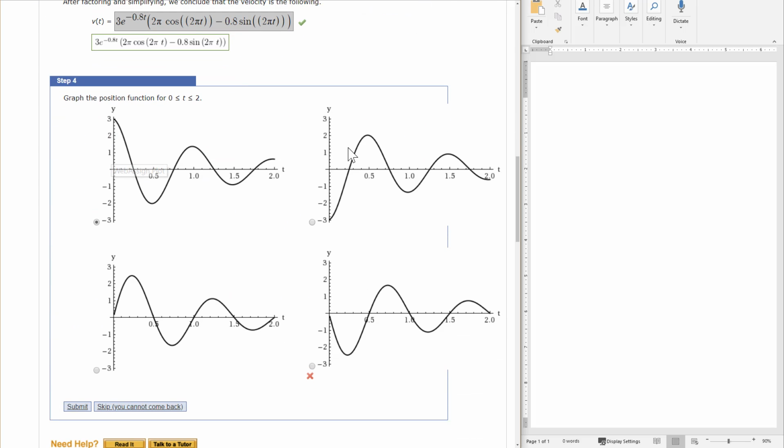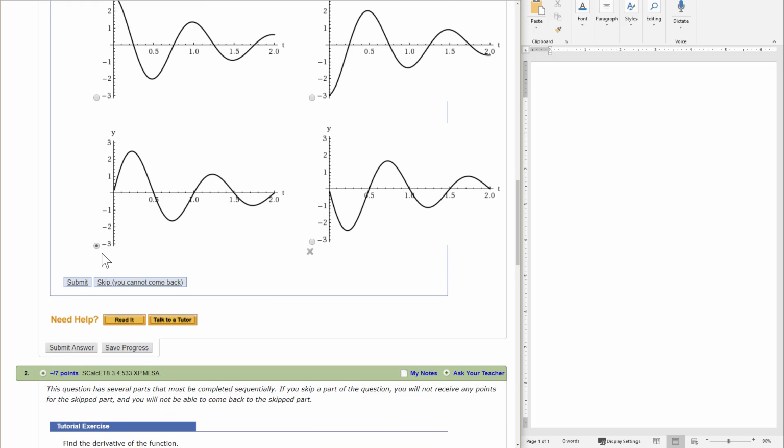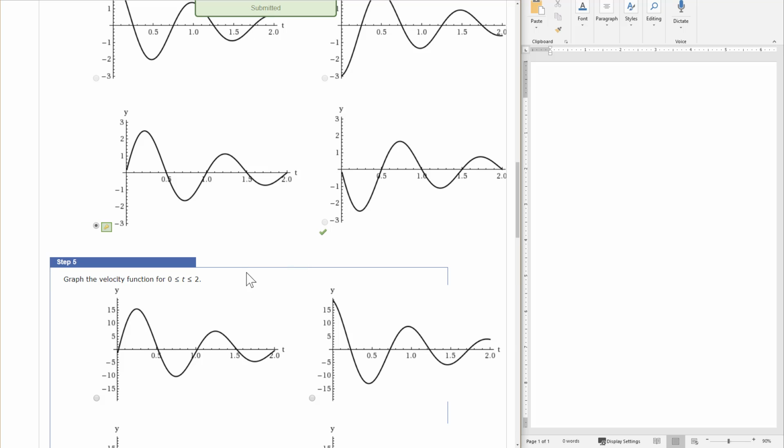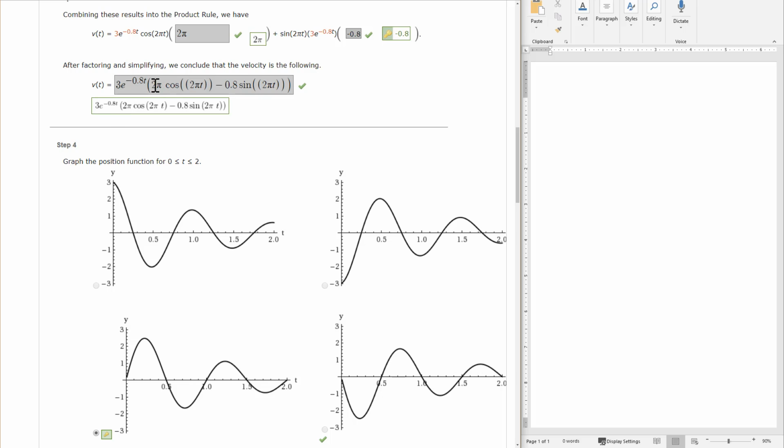So if we take a look at the graph that starts with 0, there's 2 graphs down here that start with 0, either this one or this one. And the sine function tends to go up first. And so this is a sine function with a positive starting point. So I think it's just going to go up. So let's select this one. So that looks good. And then now they want us to graph the velocity function. So the velocity function is this. Again, this is going to be kind of like the envelope of that.